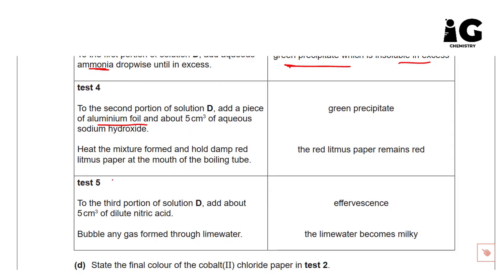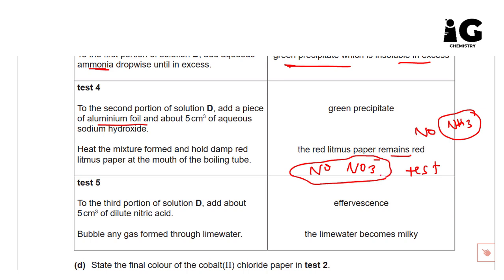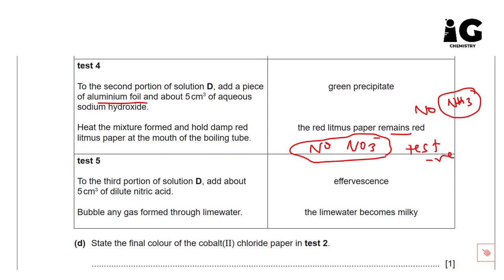So actually, here we suppose we test the presence of nitrate, NO3-. And here he said there is a green precipitate, and the red litmus paper remains red. What does it mean, guys, remains red? It means no ammonia, no NH3, no blue color. So it also means no nitrate here. The test is negative for nitrate because we don't have any gas to change the color from red to blue.